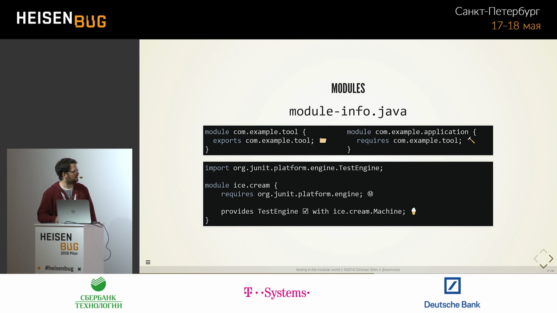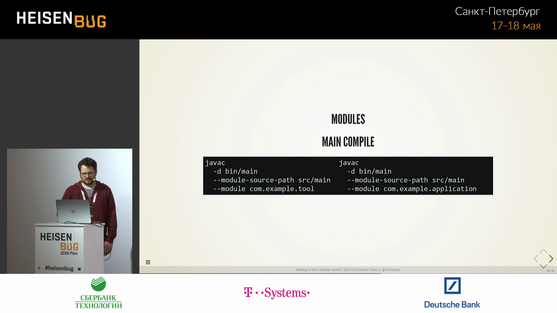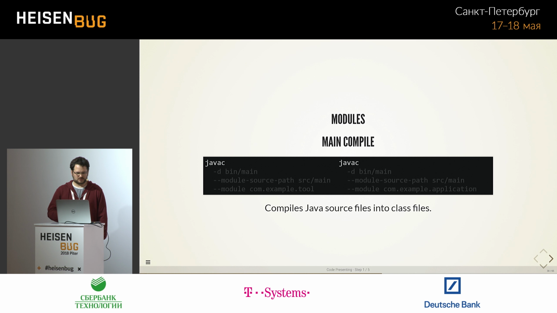The test engine implementation module is called ice cream. It requires a module, namely the JUnit platform engine, and provides a test engine with the ice cream machine class. And that's all you need to register a test engine into the JUnit platform. If they are on the module path at the same time, this engine will start to work when the platform launches.